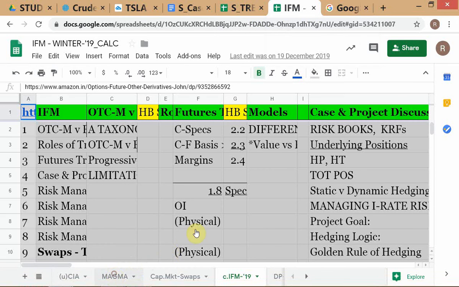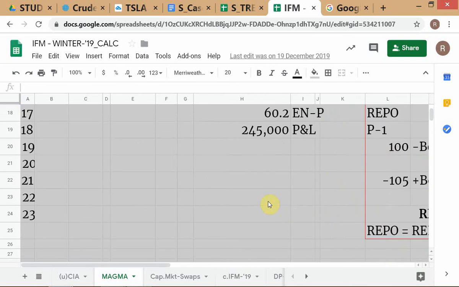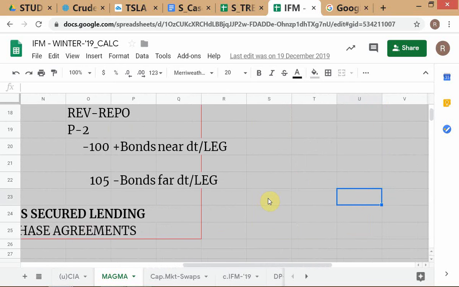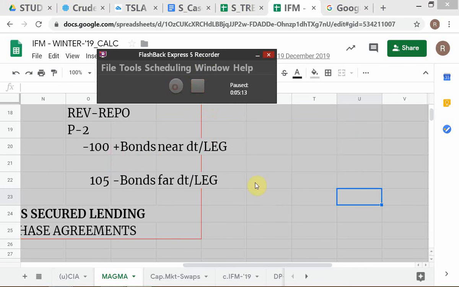Where are we with magma? I think this is where we will put our futures calculations. In fact, Tarun pointed out a mistake I had made in the formula. Okay. Right. Okay.